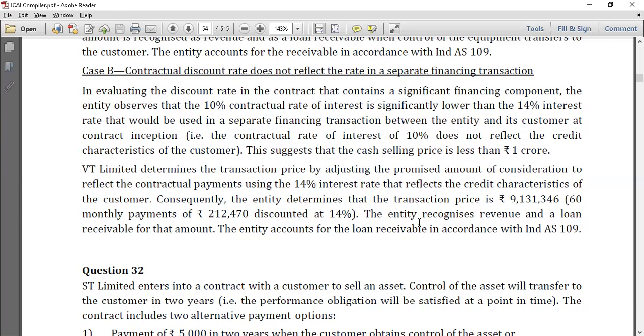So here the entity recognizes the revenue and the loan receivable for that amount only. Before, when 10% was the contractual rate of interest, it recognized 1 crore as a loan receivable and revenue. But here it is recognizing 91 lakh 31,346 as revenue and loan receivable, and the remaining will be recognized as interest whenever the installment is received from the customer. Right? Clear?